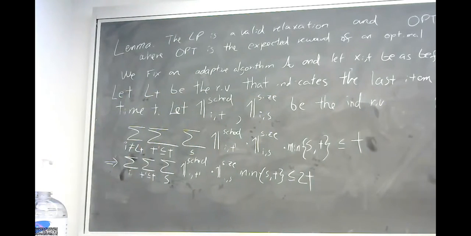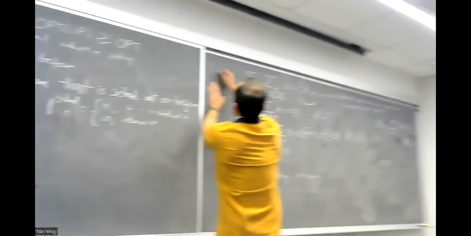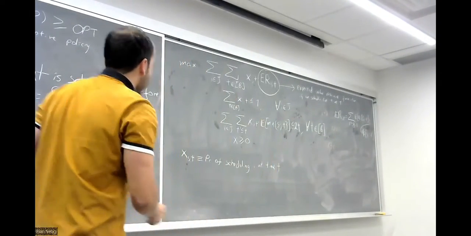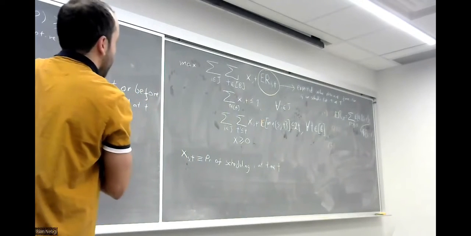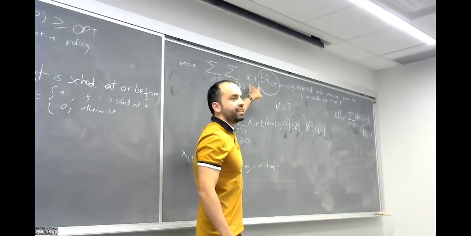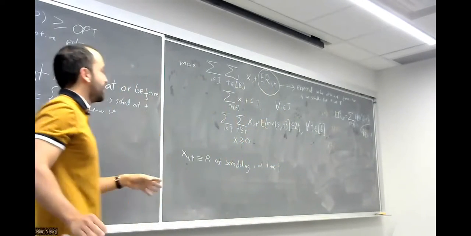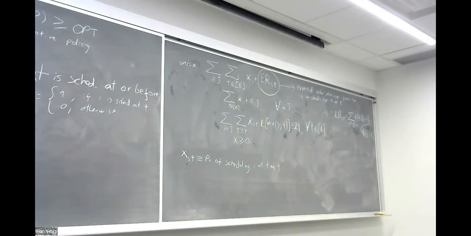And regarding the objective function of the LP, you'll see that the expected reward for algorithm A is exactly this. So you just need to use some probability arguments. It's not that hard, but I will not explain it in a lot of time. So let's leave that there.